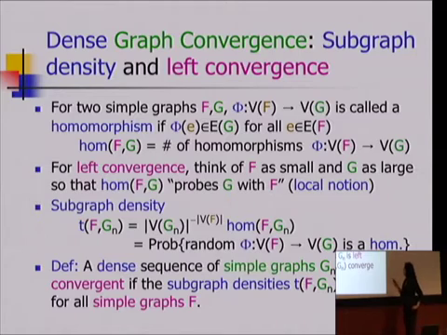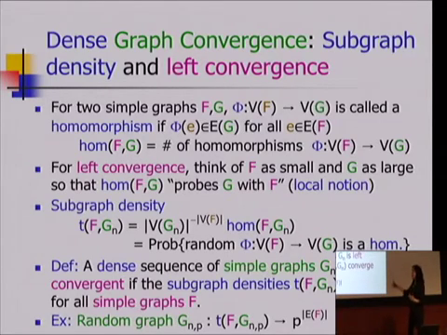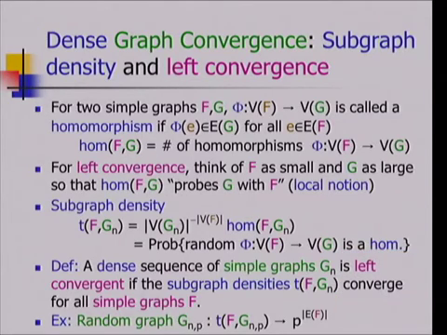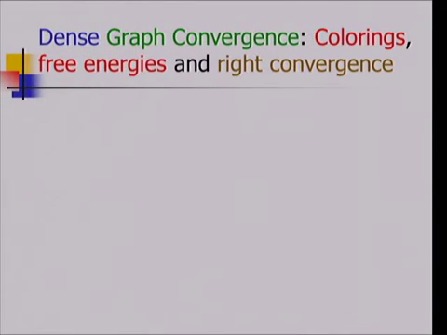And we say that a dense sequence of simple graphs, G_n, is left convergent if these subgraph densities converge for all simple graphs F. Okay, so we test the edge density, the triangle density, the Petersen graph density. If all of these converge, then we're fine. A really simple example is the random graph, where these are just p, the edge density of G, to the number of edges in the small testing graph F. Okay, so that's left convergence.